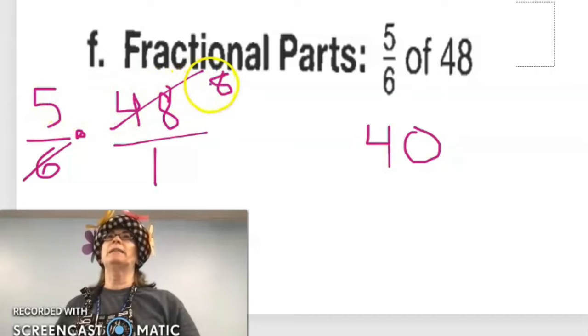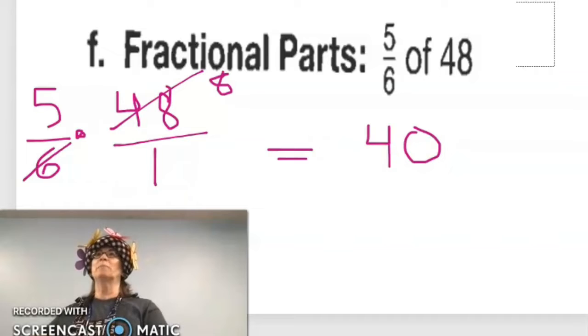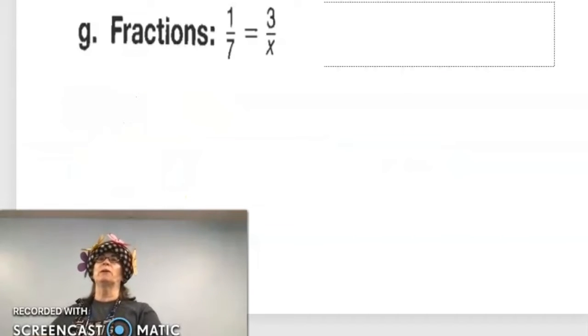On paper. 5 times 8 is 40. She was telling me to do it in my head, but you can do it either way. I can do it in my head. You guys are learning to do it in your head.